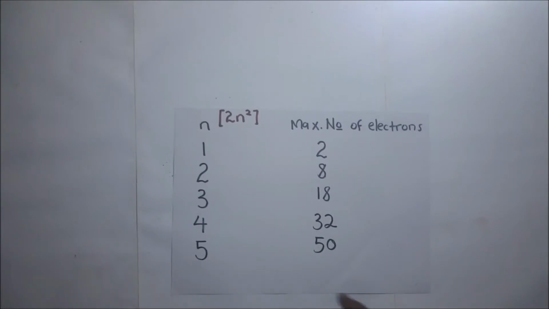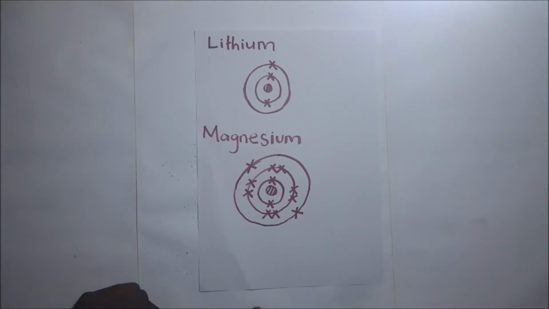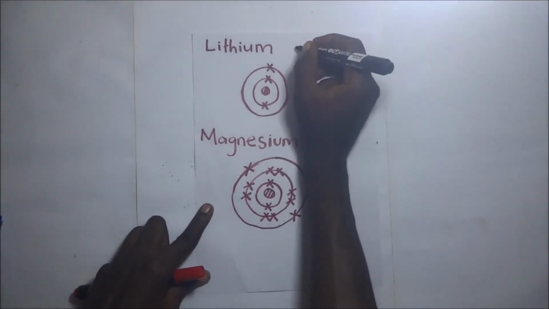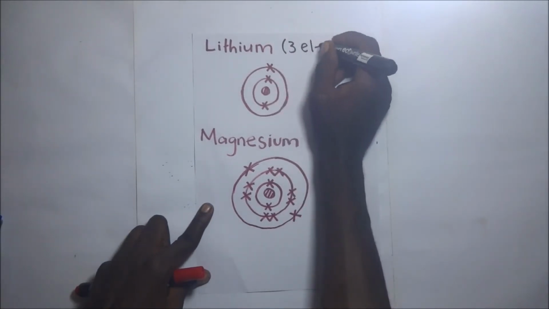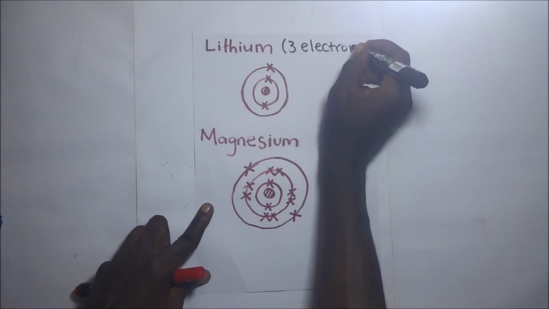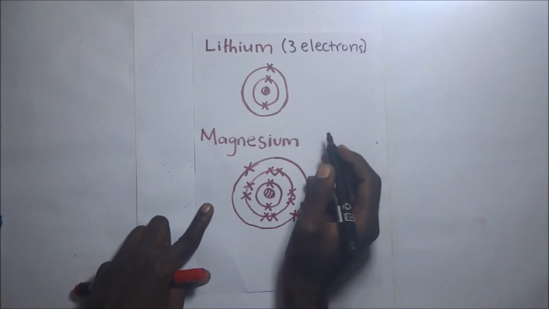So let us look at some examples of how electrons are arranged according to the principle we have just understood. Before me, I have the atomic structures of two elements, lithium and magnesium. For lithium, we know that the atomic number of lithium is 3. What does that mean? Lithium has only 3 electrons.